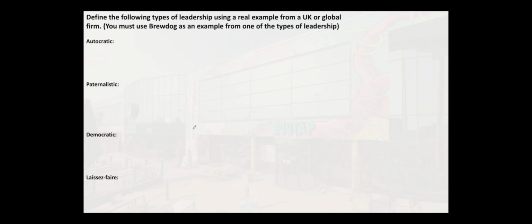Okay, so these are obviously the different types of leadership. We've done the definitions in class. Now we need to think about these in context. Okay, so this is where you should pause and you should basically write definitions for these. I would like you to use real examples, and I'd like you to ensure that you use BrewDog for one of the leadership types. I think I might have mentioned it about 3 times, so I've sort of given it away. Pause, do the work.